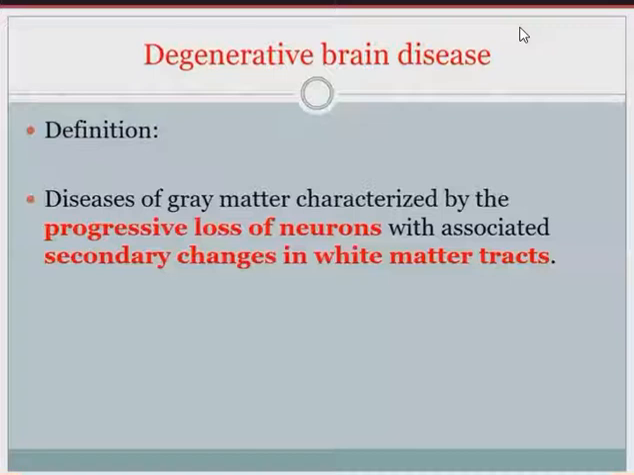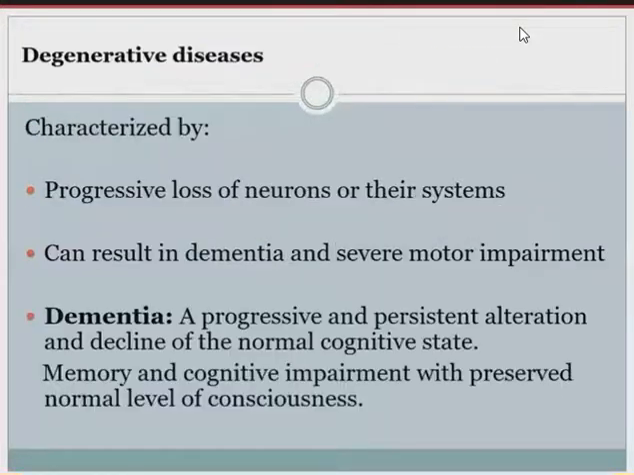Degenerative diseases of the brain are disorders of the gray matter that are characterized by progressive loss of neurons with associated secondary changes in the white matter tract. That defines degenerative brain disease. It is characterized by progressive loss of neurons or their systems. The basic thing that occurs in degenerative disease is the loss of neurons, and it can result in dementia or severe motor impairment.